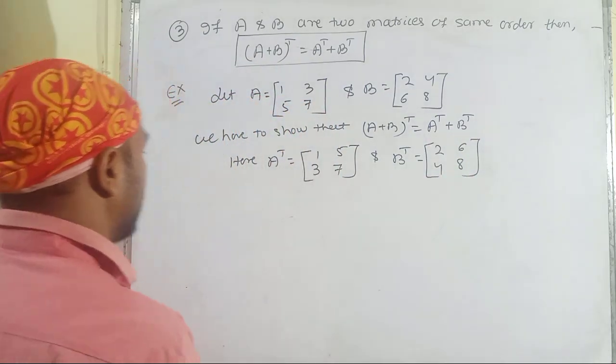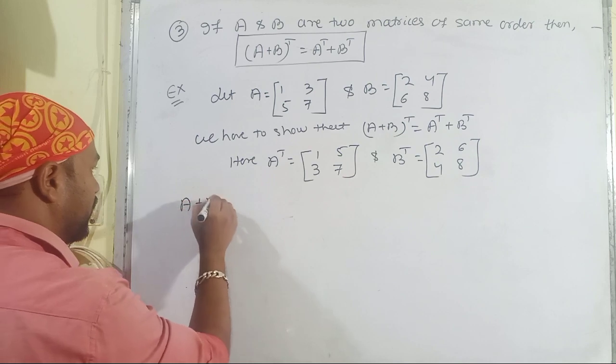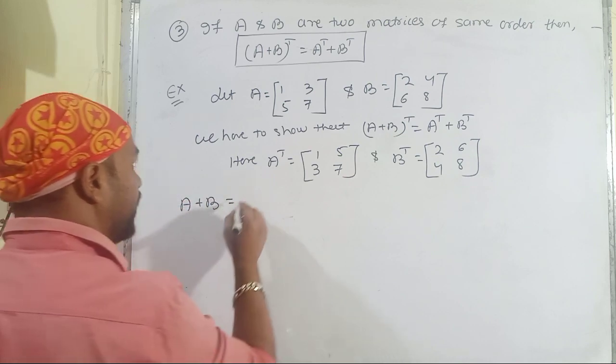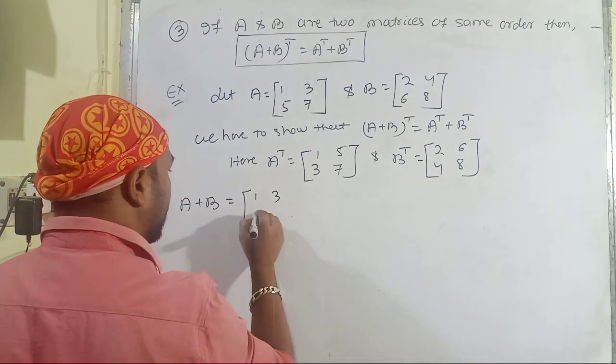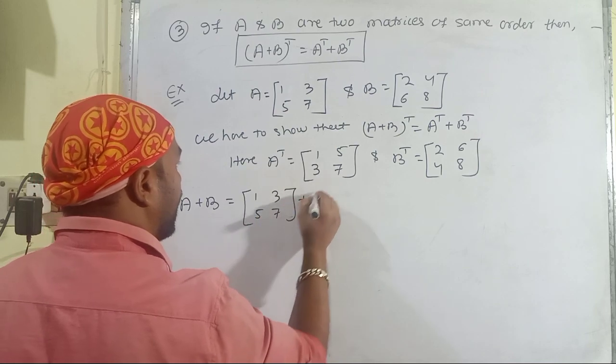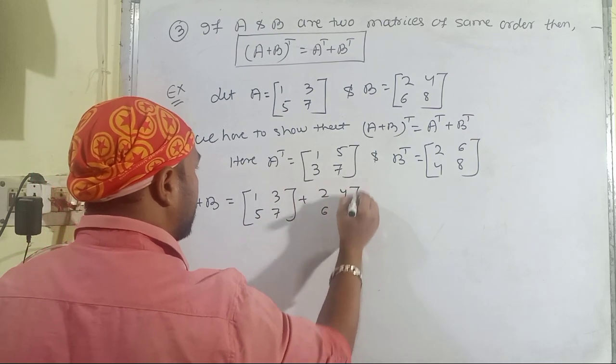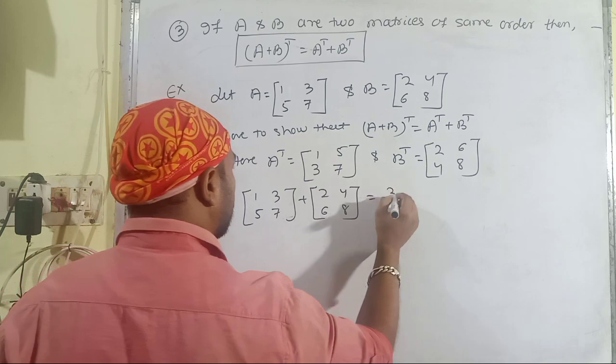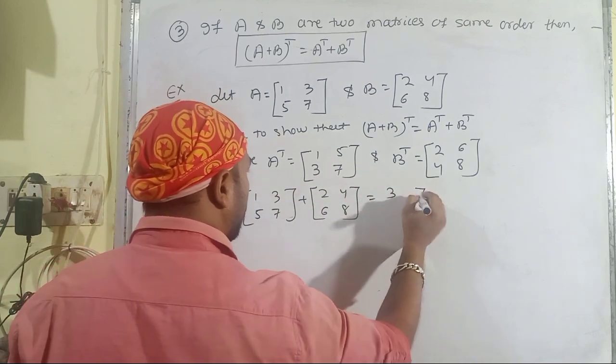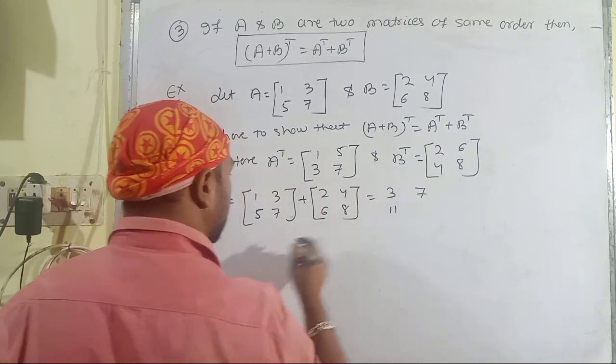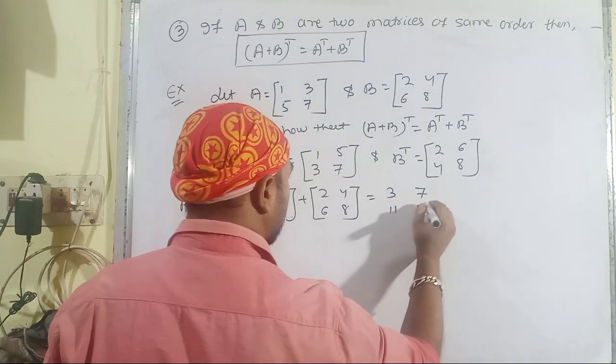Then we have to find out A plus B, the sum of A and B. So here it is 1, 3, 5, 7 and 2, 4, 6, 8. Then it is 1, 2, 3. Then it is 3, 4, 7, 5, 6, 11. Then it is 7, 8, 15.